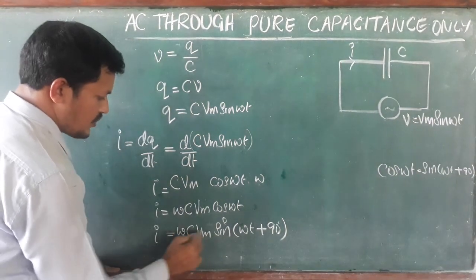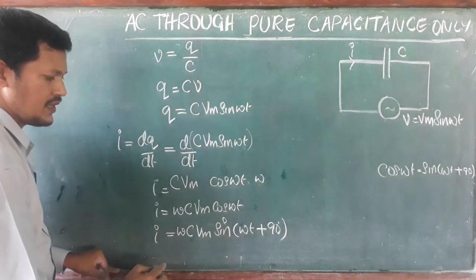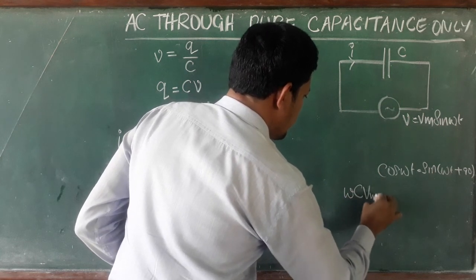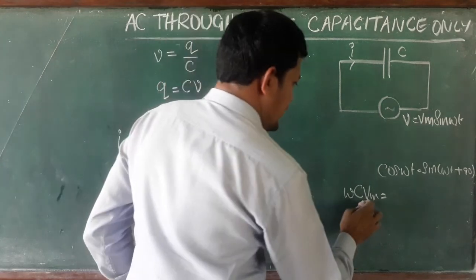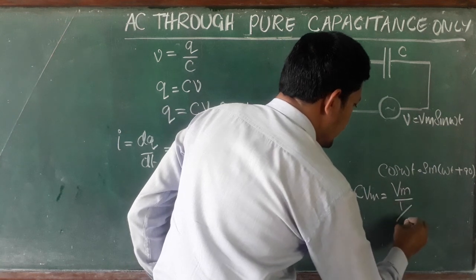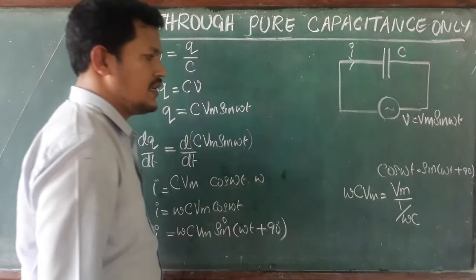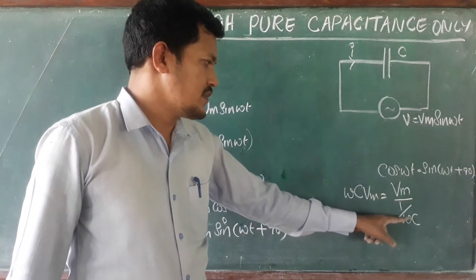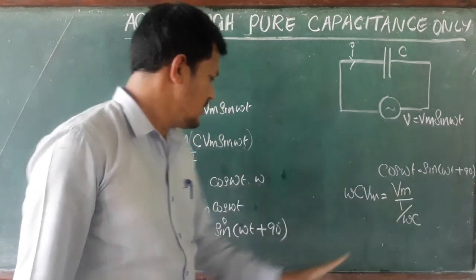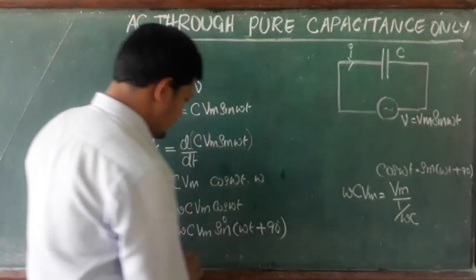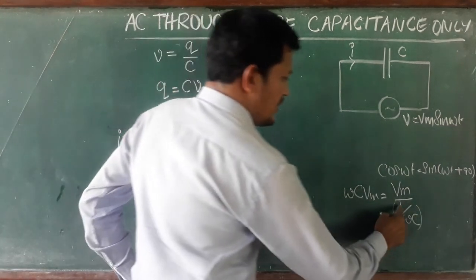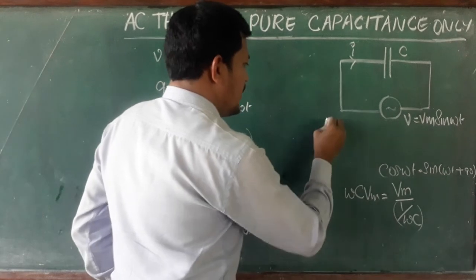Now we want to convert this omega C Vm in terms of Im. So this part I am writing as Vm divided by 1 by omega C. The denominator goes to the numerator, so it becomes omega C. Here again we got a function of voltage divided by some value, here 1 by omega C.